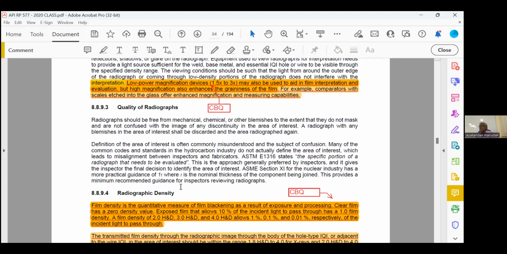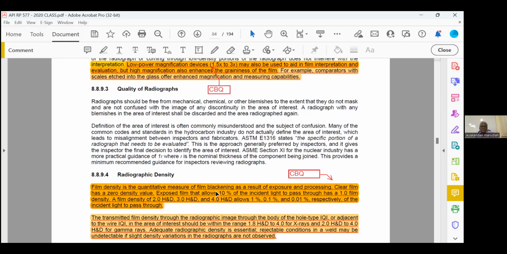Now, you remember I told you there is a formula. What is the density formula? Log I0 by IT. Clear film means it is purely white. That is zero density. The density is 0. Highlight this one. Film density is the quantitative measure of film blackening. Clear film has 0 density. Exposed film that allows 10% is called 1 density. 2, 3, 4 means 1%, 0.1%, 0.01%.